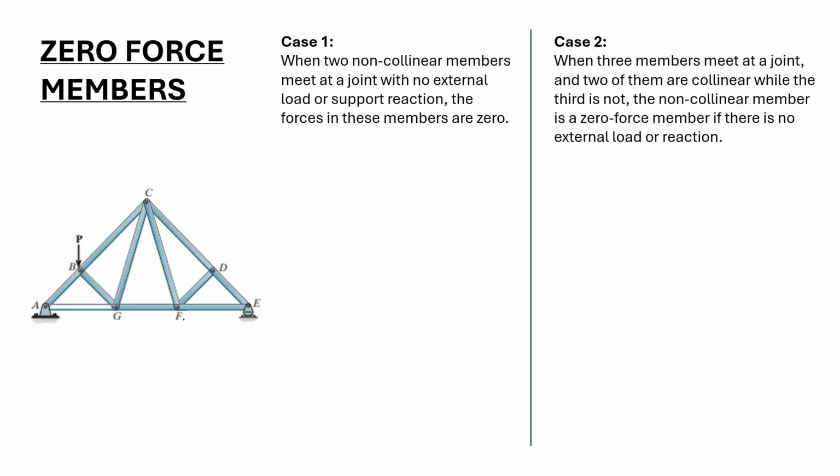Let's look at another example truss. In this truss there are no joints where we can apply case 1, but if we look at case 2, joint D has members CD and DE that are collinear, right? The forces in CD and DE are collinear, while member DF is non-collinear, and there's no external load applied to joint D. So according to case 2, member DF would be a zero force member.